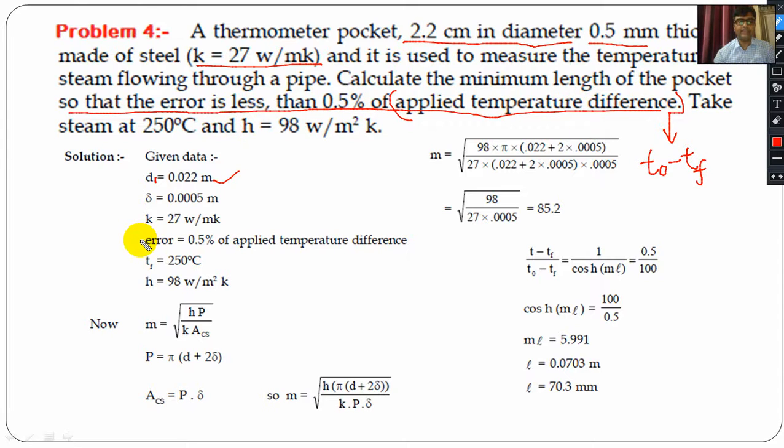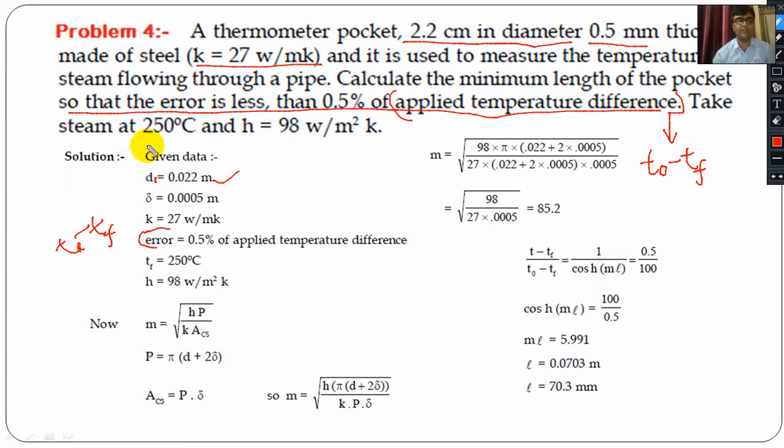So here, what is the error? If I talk about the error, this is the error, which is TL minus TF. This is the error. Clear? So TL minus TF is equal to 0.5% of T naught minus TF.